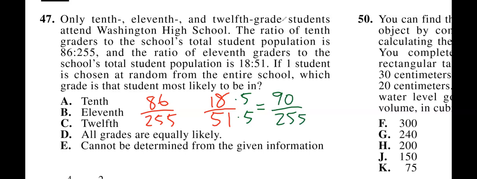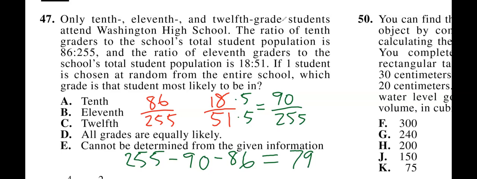If one student is chosen at random from the entire school, which grade is that student most likely to be in? Okay, so what is 255 take away 90, take away 86? 255 take away 90, take away 86. 79. Can I get a witness on that from someone else? Okay, so what grade are we most likely? 11th graders? 11.